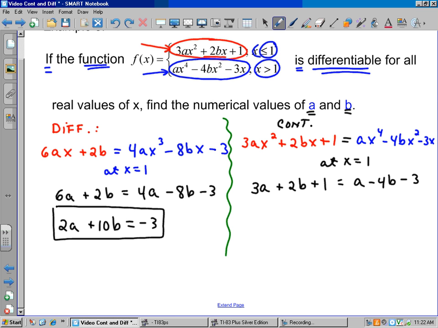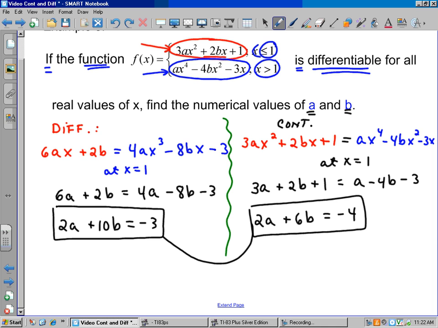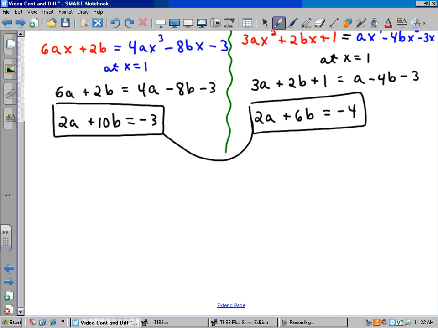All right, so let's clean this up by subtracting a from both sides, adding 4b to both sides, and why don't we subtract 1 from both sides, just so that this can kind of look like that, right? So now we have our two equations. Now we can solve them simultaneously. We could put one equation on top of the other, and we'll be all set.